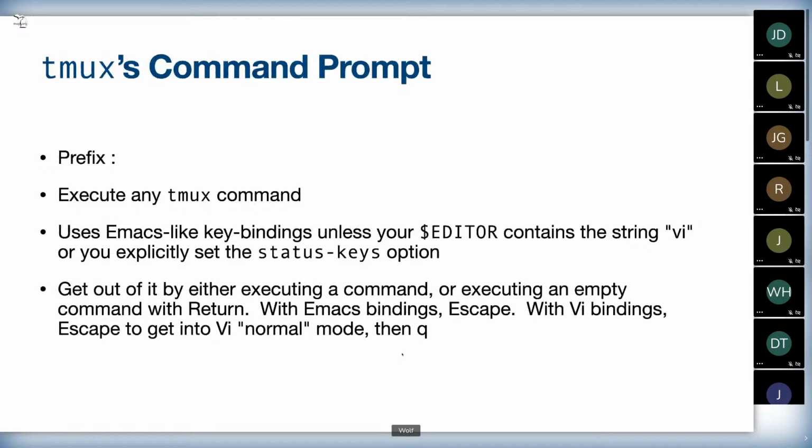All right, TMUX's command prompt. If you hit the prefix key and then the colon, you will get a command line, just like you would in Vim if you hit colon. You can execute any TMUX command from there, and it uses Emacs-like key bindings, unless it discovers the string VI in your $EDITOR, or you explicitly tell it to use something else by setting the status-keys option. You can get out of it by executing nothing or hitting escape, or if you're in VI mode, escape to get into VI normal mode and then Q.